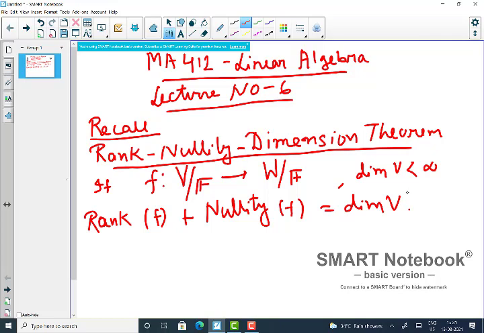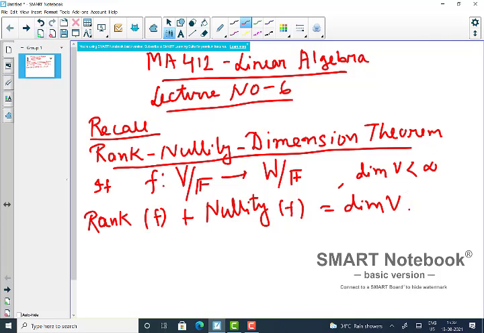Okay, and the proof was to start with the null space, the kernel, and its basis, and then extend it to a basis of V. The rest of the basis of V, whatever is not inside the basis of the kernel, the images of those elements form a basis of the range, so that equals the rank, the dimension of the range. Okay, this was the proof actually.